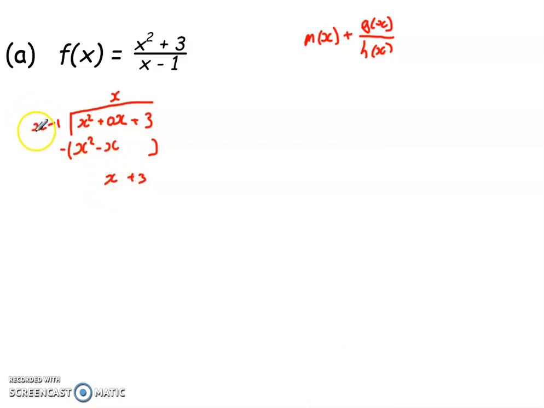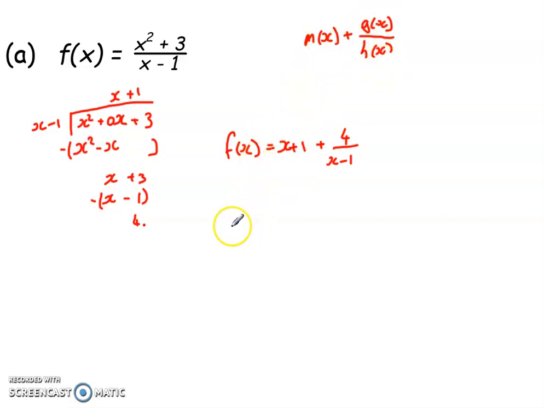This power here is equal to that, so I do one more repetition of it, and that's me got the answer. So x divided by x gives me a plus 1, multiply this by it, and I get x minus 1 there again, and take them away, what I'm left with is 4. So from that, I can write f of x in the format x plus 1 plus 4 over (x minus 1). Now I have it written in this format of m of x plus g of x over h of x, I can look for all my asymptotes.